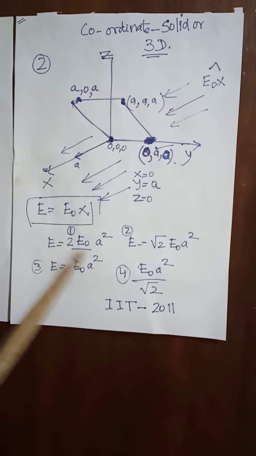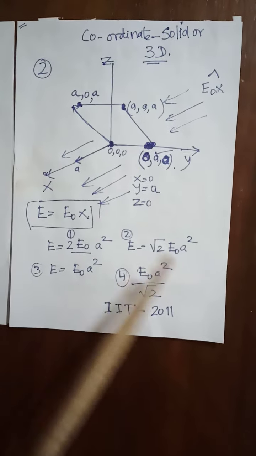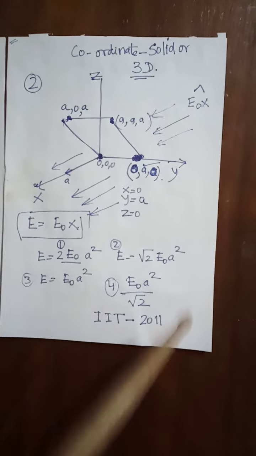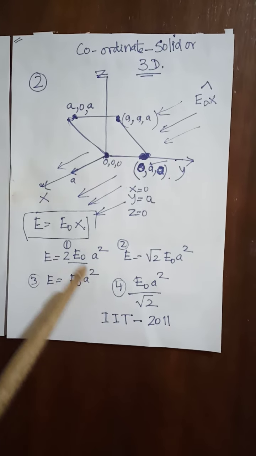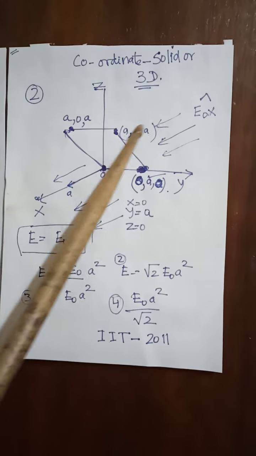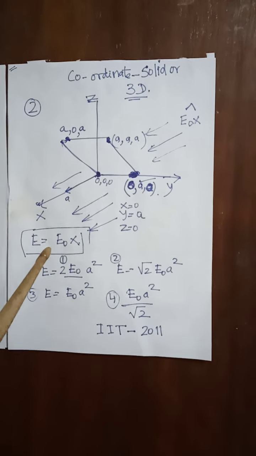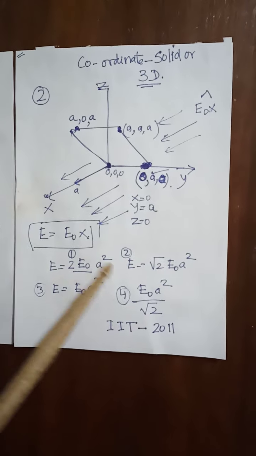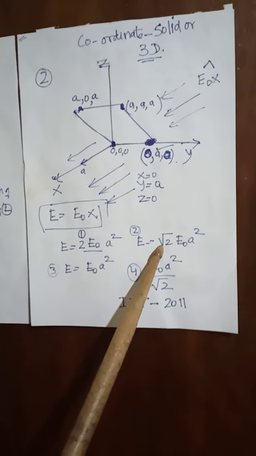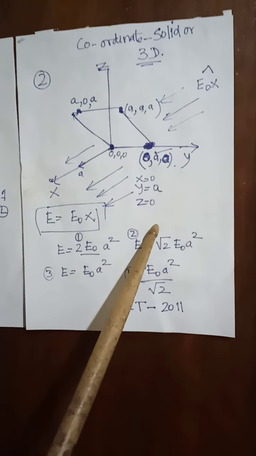Okay, study number 1. Don't take your paper and write and then calculate. Only NEET people will be so cruel to give you such a question. Just use your physics concept. 2 E naught a square, how can it be? The maximum area is this. This is inclined, so this is out. It cannot be twice E naught a square. Root 2 E naught a square: root 2 is 1.4, and 1.4 is more than 1. So this is not the one.